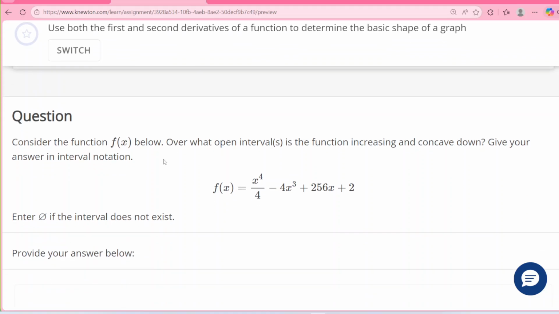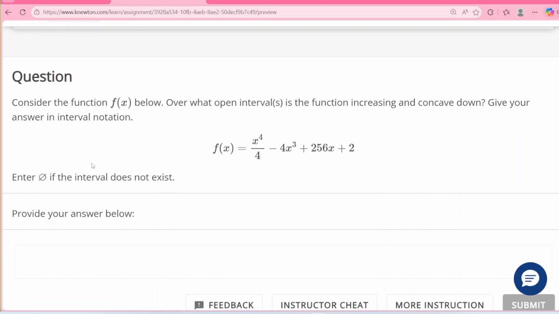So first question here, we're given a polynomial function. We're told to consider the function f of x below. Over what open interval or intervals, there may be more than one, is the function increasing and concave down? Give your answer in interval notation. And if for some reason there is no interval where those happen at the same time, you enter that empty set symbol.